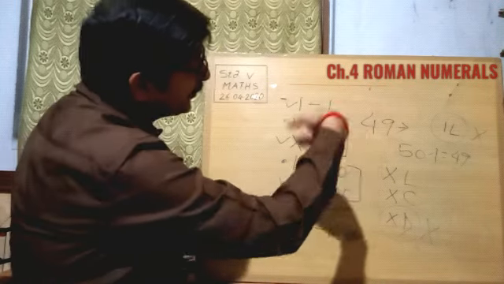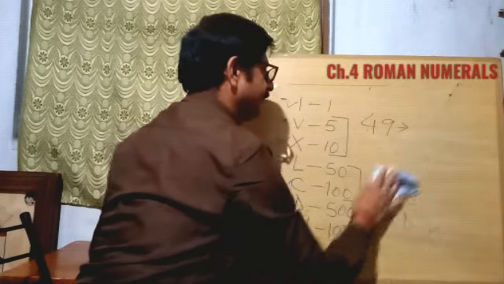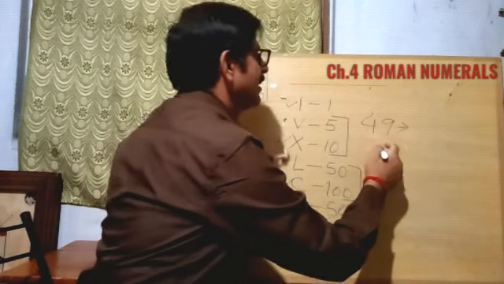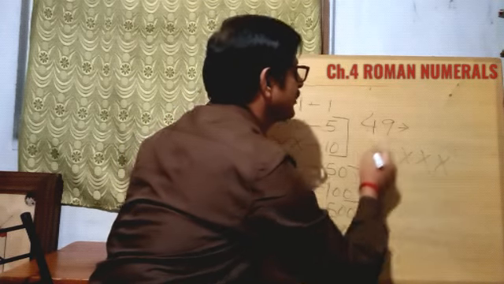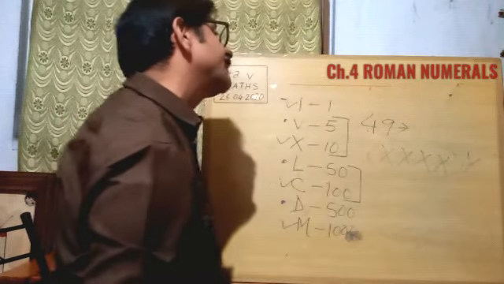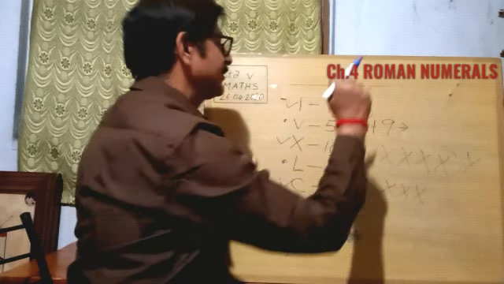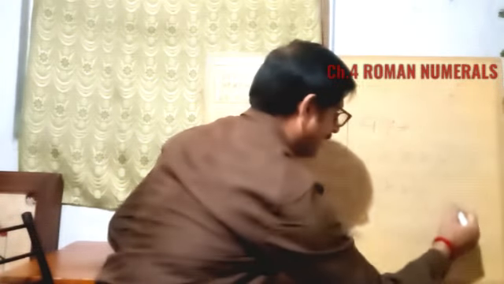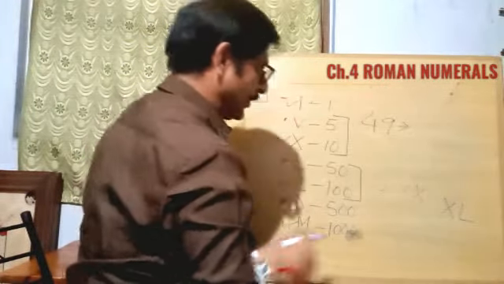So, how should we write 49? See, first try to write 40. One way is X, X, X, X, but no symbol can be repeated more than 3 times. So this is not 40. Then what should we do? If we write 3 times, it is 30 only. We have to write 49. So what shall we do? Better 50 and minus 10, that is 40. Now 9 more.